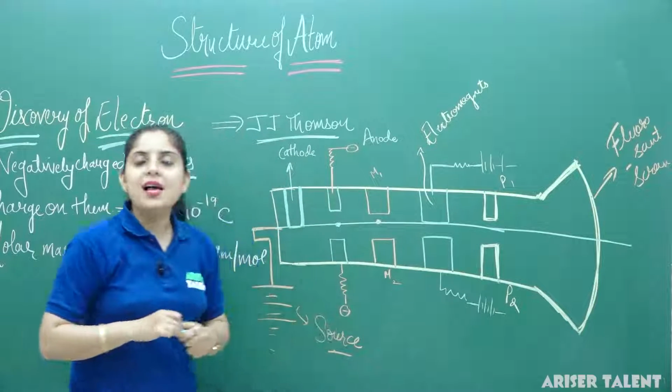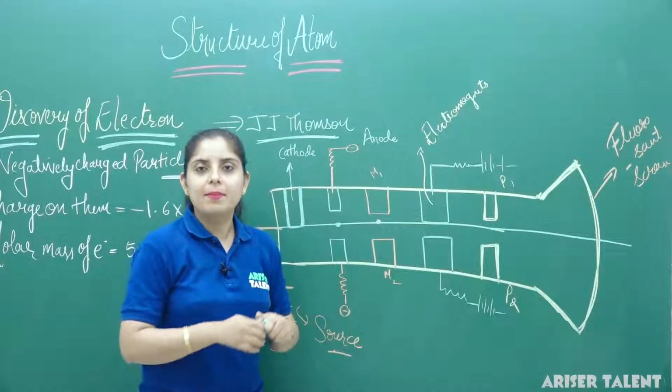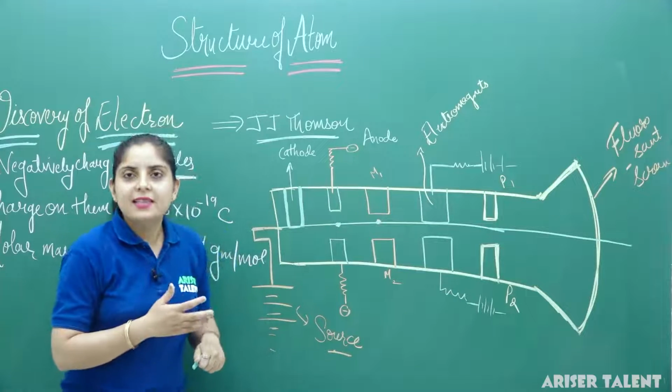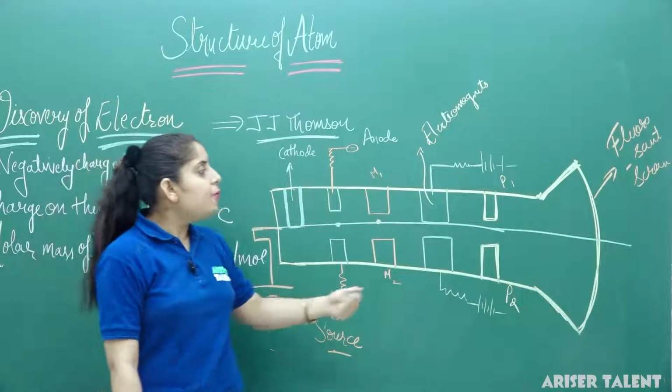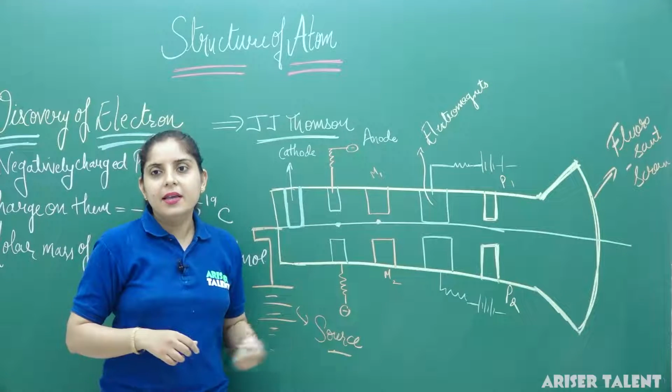Now electromagnets are taken to vary the electric and magnetic field. Two plates P1 and P2 are taken so the ray can easily pass through between them, and a fluorescent screen is taken so you can observe the deflection occurring in this experiment.